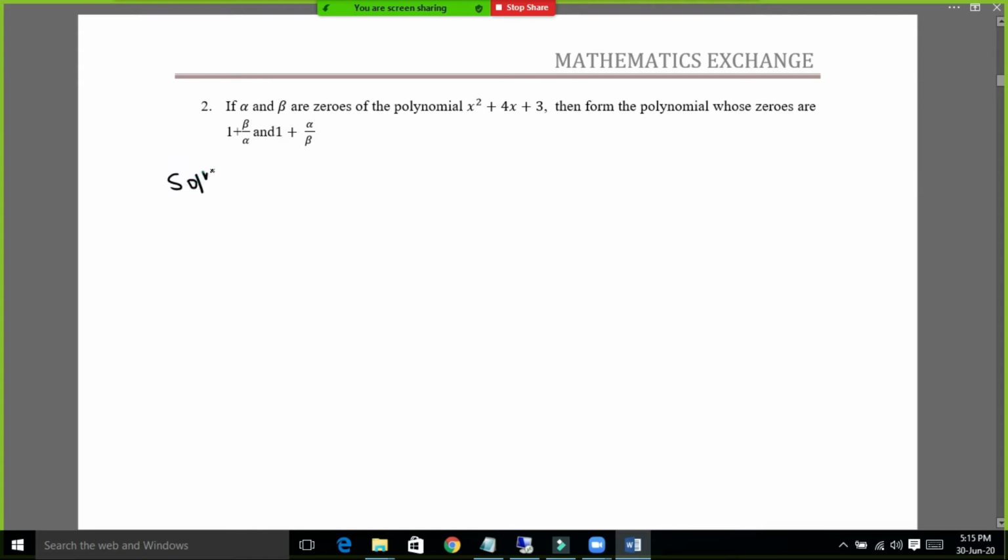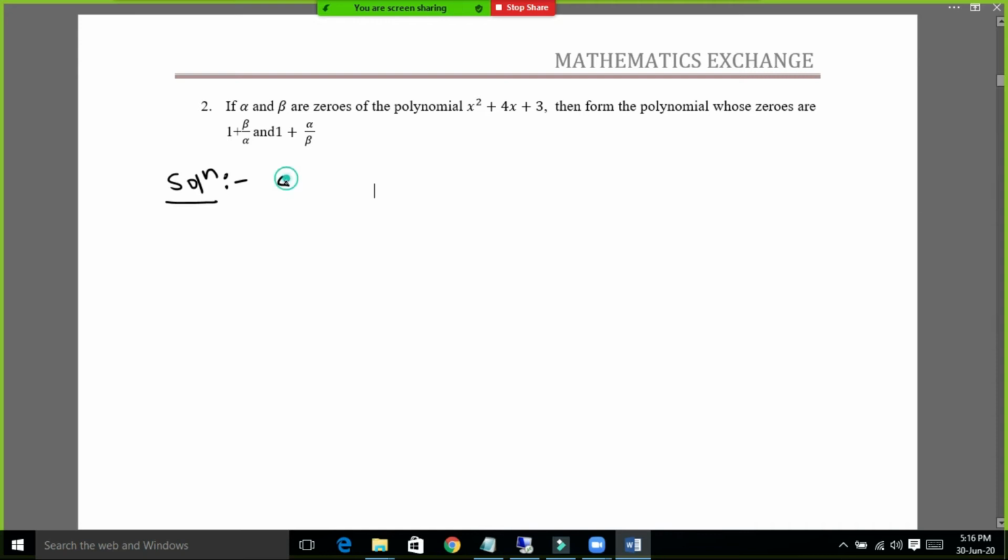So in this case we have again given alpha and beta, which are the zeros of the quadratic polynomial x square plus 4x plus c. So this is the given quadratic polynomial, and for this given quadratic polynomial alpha and beta are the zeros. Then we have to form the polynomial whose zeros are 1 plus beta by alpha and 1 plus alpha by beta. As we discussed in question number 1, similarly we also solve by the same method in question 2.